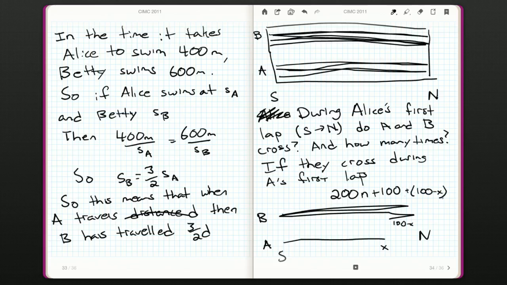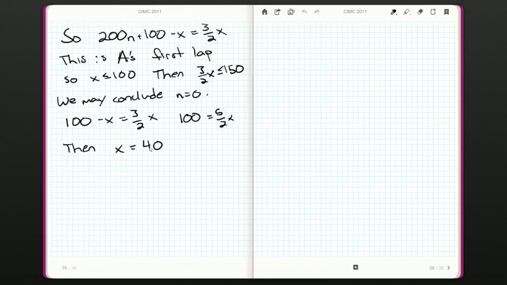I had my original formula wrong. Now, the reason I was able to pick up on that is because we got our final answer of x equals 40. That would mean that if Alice has gone 40, that means Betty will have gone 60. She hasn't even crossed the pool once. They certainly haven't crossed. All right. So what have we got here? We need to rearrange this a little bit.